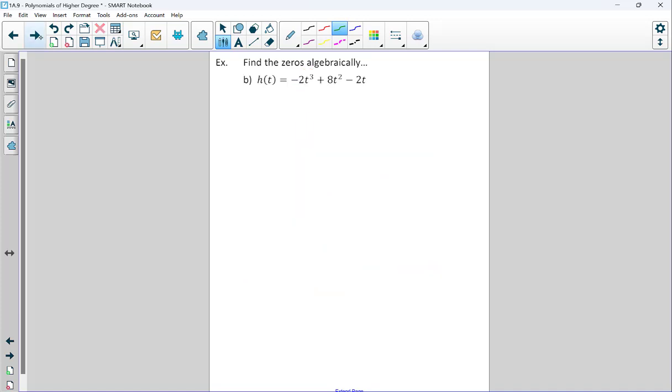Here's another question. Pause here, play when you're ready. All right, so set it equal to 0. Look for a GCF. This time I do see a GCF of negative 2t. That's going to leave behind t squared minus 4t plus 1. Now keep in mind, we're solving now.